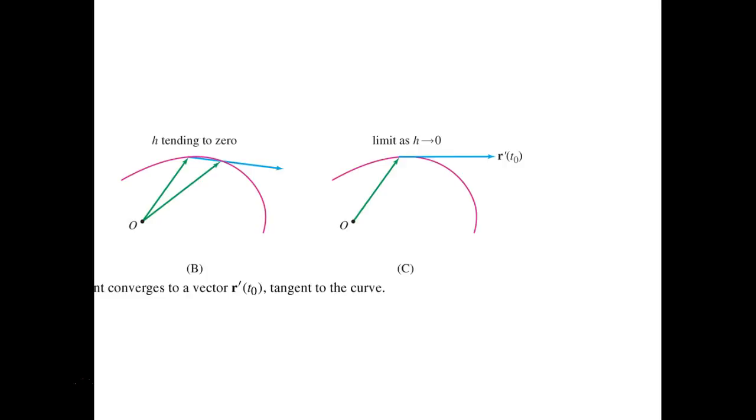So if the limit exists, that's going to be the r prime vector, which is the tangent vector to that curve, in whatever direction it happens to be facing, but it converges to some vector r prime of t0, and that's going to be tangent to the curve, wherever that curve is, in whichever direction it's facing in 3 space.